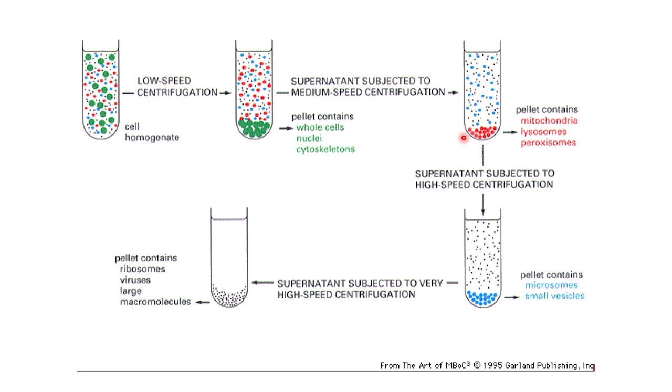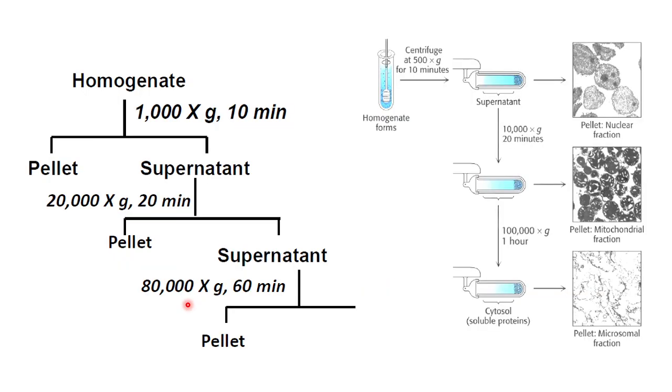Okay. So depending on what you require, what are the organelles that you require, or only the protein that you require, you can centrifuge it at different speeds. So starting from the whole cell, nuclei, cytoskeletons, to mitochondria, lysosomes, peroxisomes, then you have the microsomes and small vesicles. Finally, you get ribosomes, viruses, and the large macromolecules.